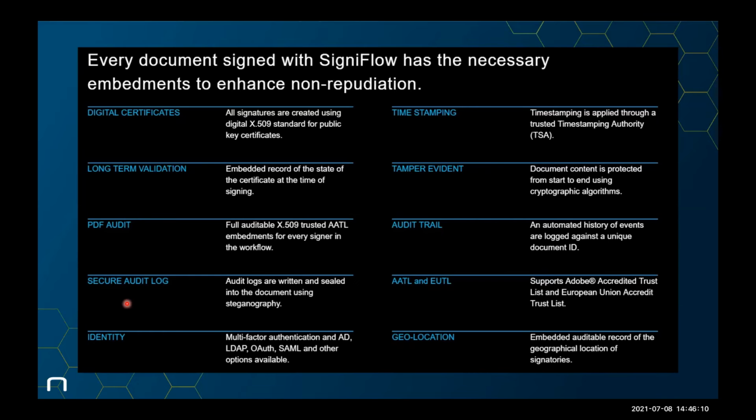There are also the identity factor mechanisms. We can link Sunnyflow with your on-premise identity systems, such as LDAP or Active Directory, or using OAuth or SAML or any other options available. There's also the time stamping that takes place through the time stamping authority that they are using. The document is also tamper evident. If anyone tries to tamper with the document, it actually removes the signatures from the document, or it will tell you that this document has been tampered with.